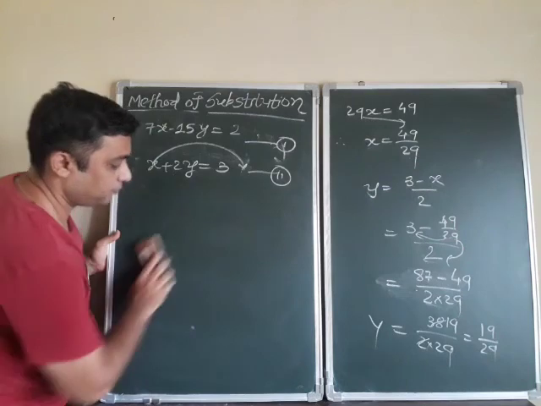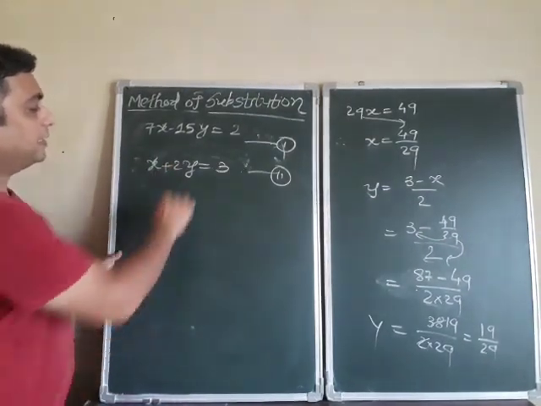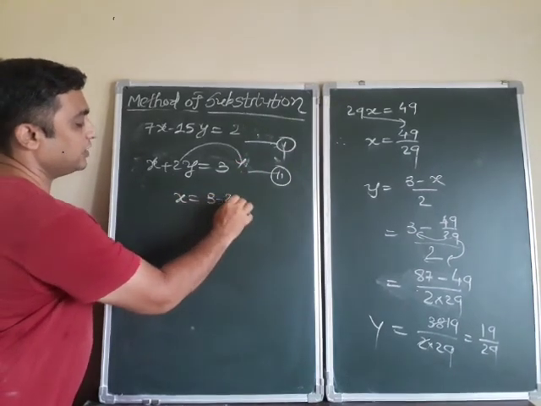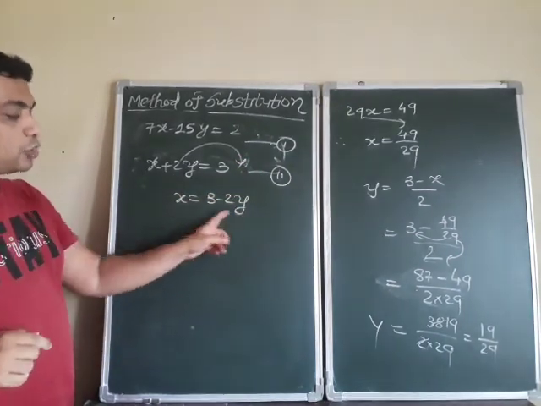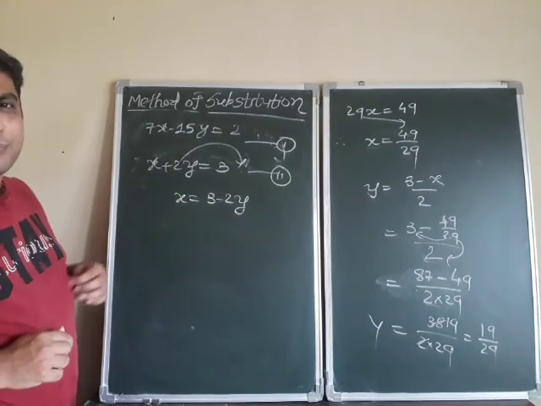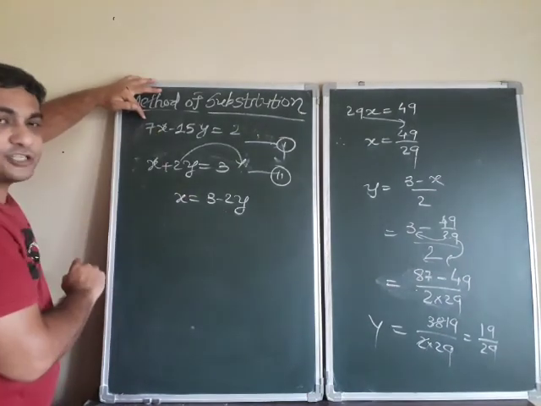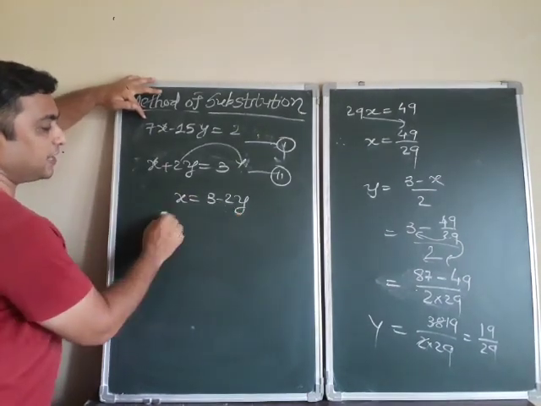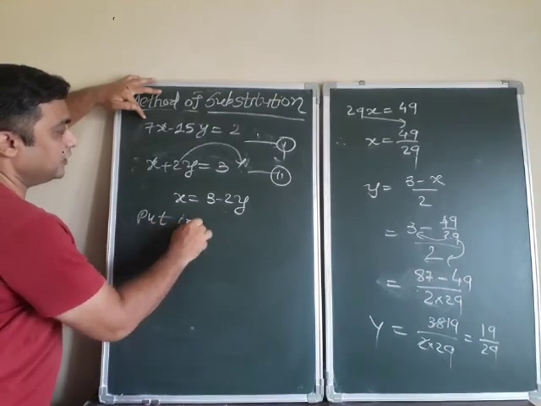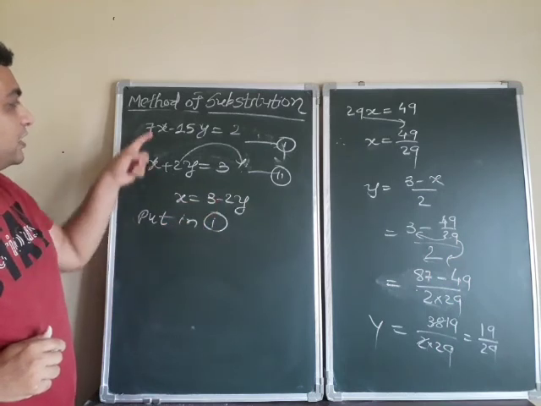So see, here plus 2y I take on this side. So the value of x is equal to 3 minus 2y. Here the terms of denominators are absent, so we do not have to take the LCM for the calculation. Now this value I substitute in equation 1. So x is equal to 3 minus 2y, that you put in equation 1.